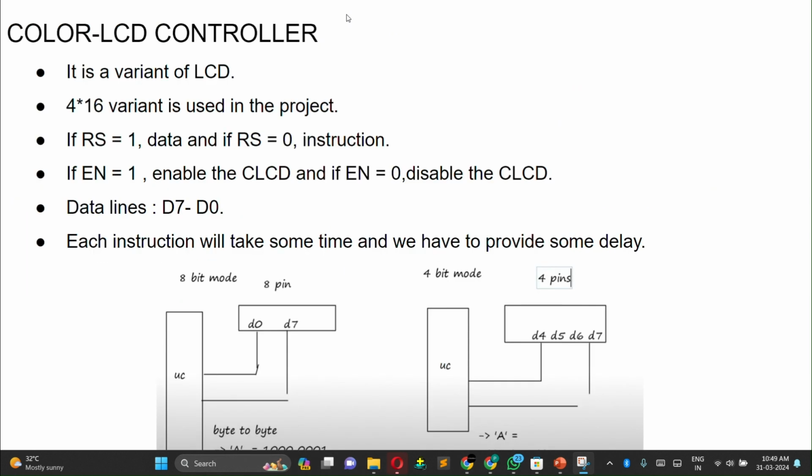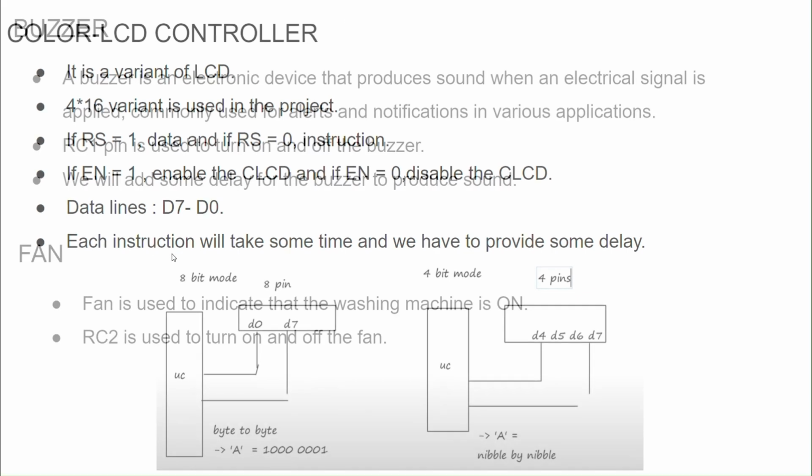CLCD, the character LCD controller, is a variant of LCD. A 4x16 variant is used in this project. If the register select is equal to 1, it will be data. If it is 0, it will be an instruction. If the enable is 1, it will enable the CLCD. If enable is 0, it will disable the CLCD. The data lines range from D7 to D0. Each instruction will take some time and we have to provide some delay also.